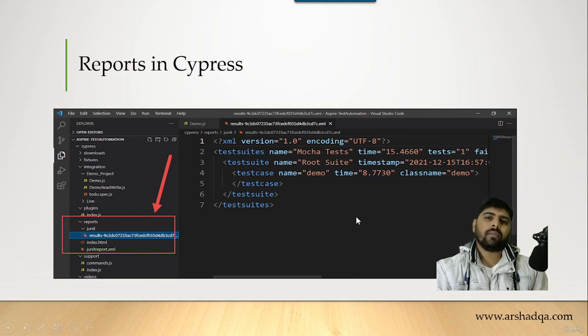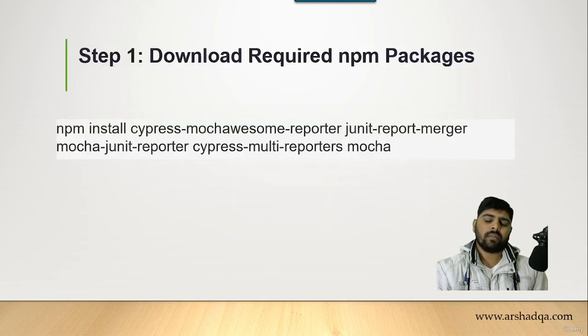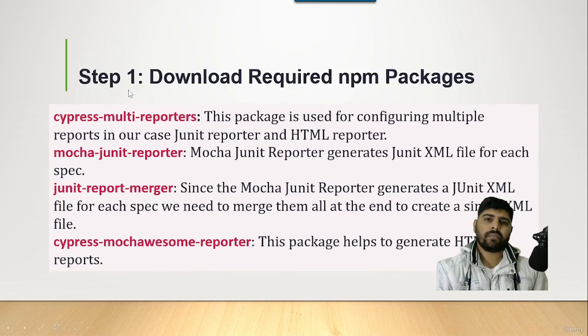Next we discussed reports in Cypress. Cypress supports reports, which can be generated as HTML or XML files, and you can view HTML reports. There are steps which I have shown you. You need to download the required npm packages by running this command: npm install cypress-mocha-junit-reporter, mocha-junit-reporter, and mochawesome-merge for merging the files, plus mocha multi-reporters. I have shown you the reasons why we need these npm packages.